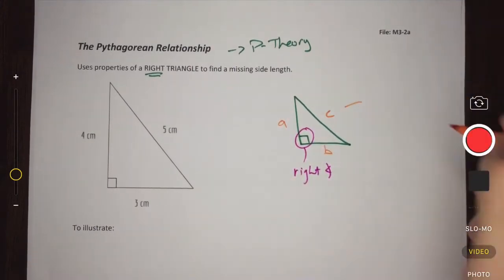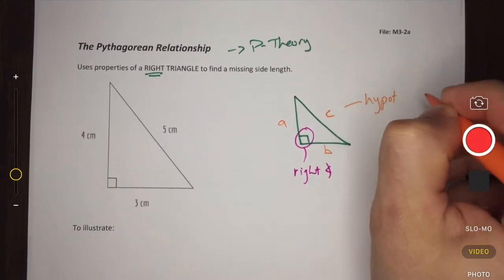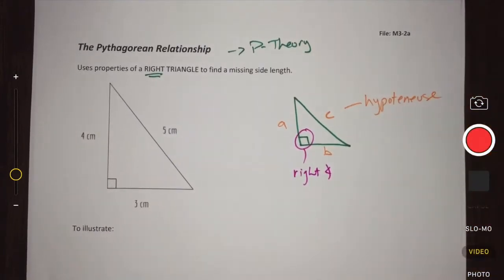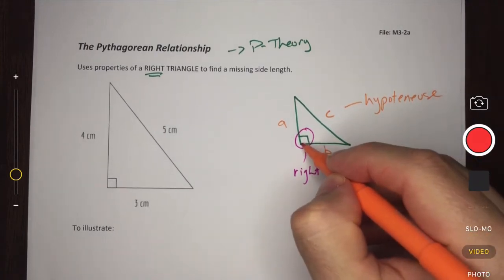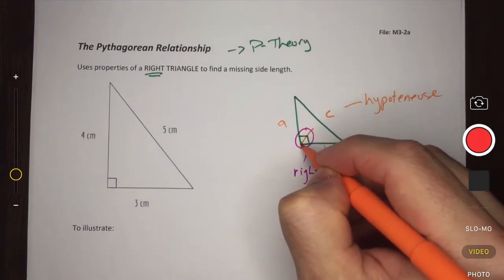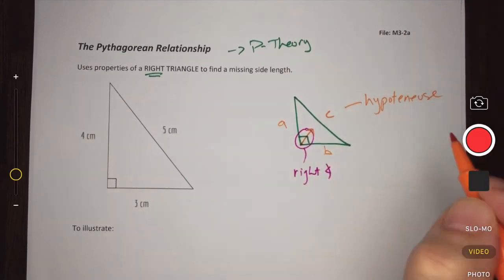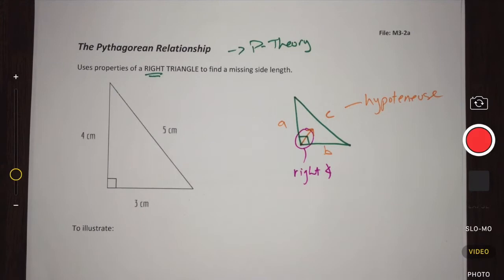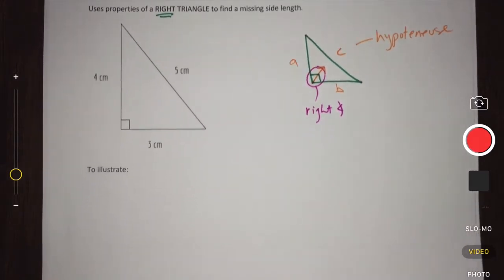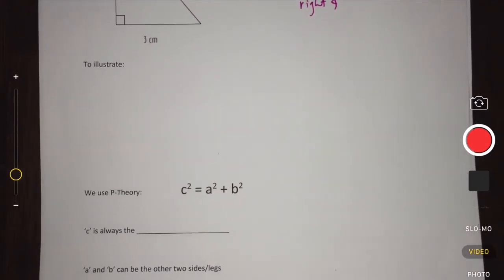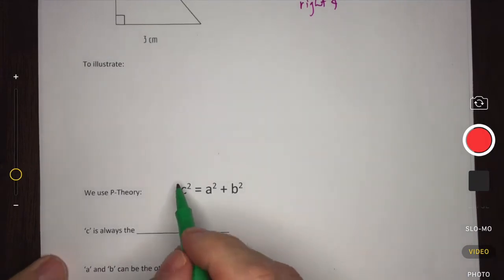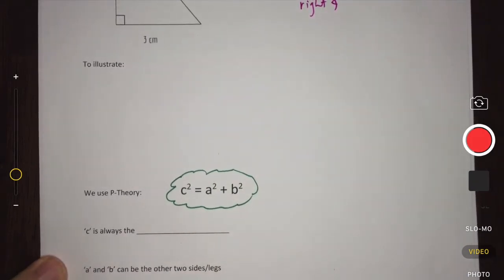Now, side C actually has a special name. It's known as the hypotenuse, and it is always going to be the longest side of our right triangle. What we can use to help us find the hypotenuse is locate that right angle, draw like a little arrow through the corner of the right triangle, and whatever is opposite that right angle is going to be identified as our hypotenuse. Now, what the Pythagorean theory tells us is that if we use this formula, c squared equals a squared plus b squared, we're going to be able to determine the missing sides.